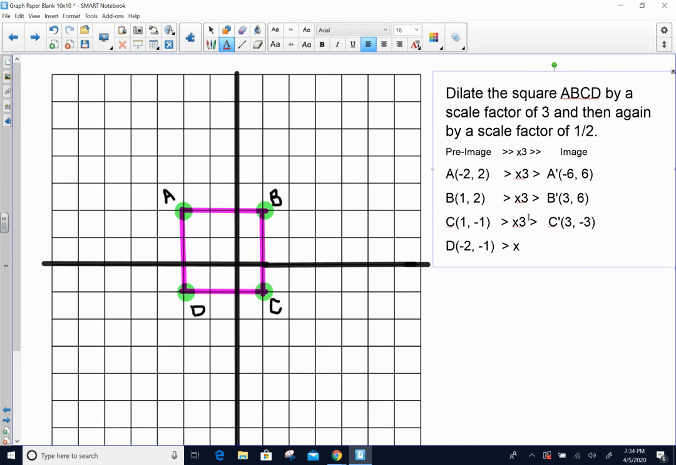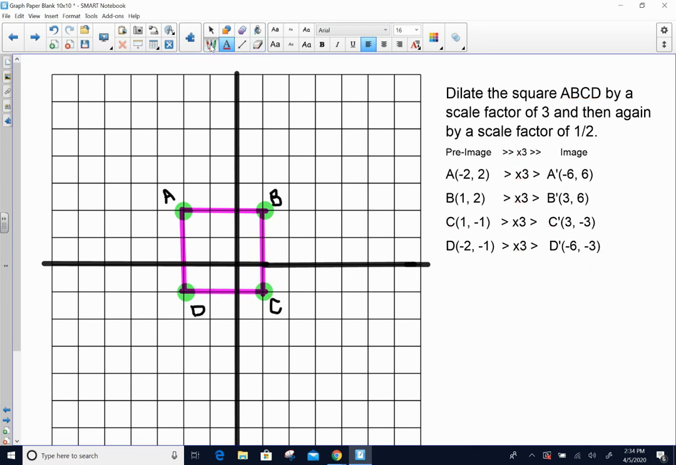And last but not least, we have D prime. I've got negative 2 times 3 is negative 6. Negative 1 times 3 is negative 3. All right, so you always want to check your integer rules when you're doing this because those negatives and positives are super important. And you always multiply everything by whatever the scale factor is. So for the first dilation we're going to do here, we're multiplying everything by a scale factor of 3, so everything is being multiplied by 3.